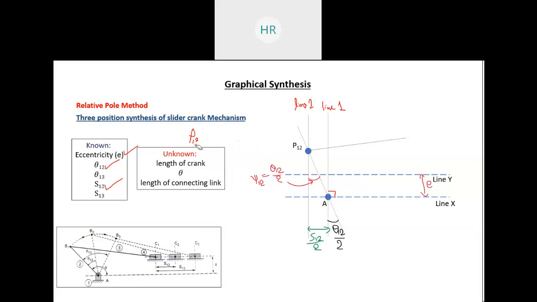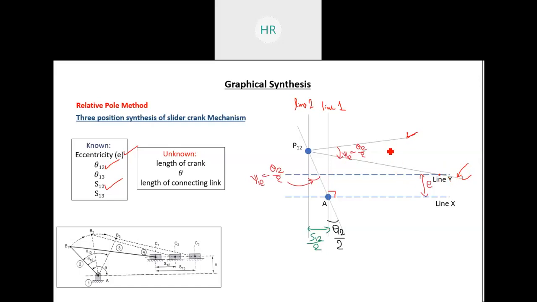So because of that, we are drawing the line at random. Then from that line at an angle of zeta 12, draw another line which will intersect line y at point C. You have to draw these last two lines from P12, and you should keep in mind that this line over here should intersect line y. This line must intersect line y.